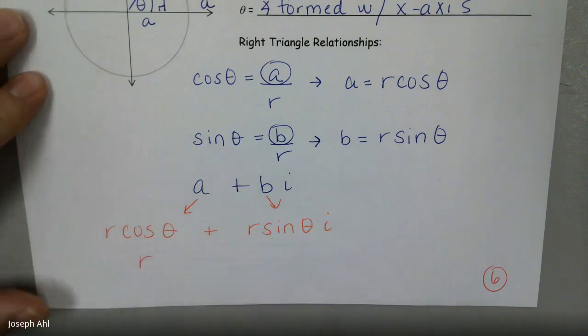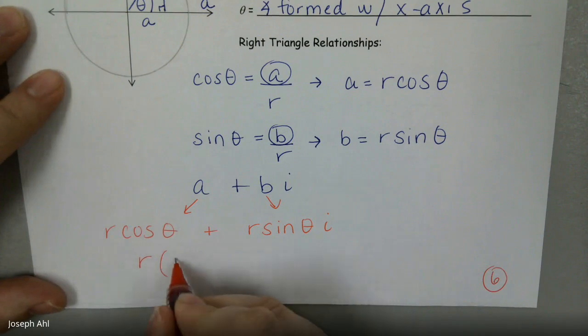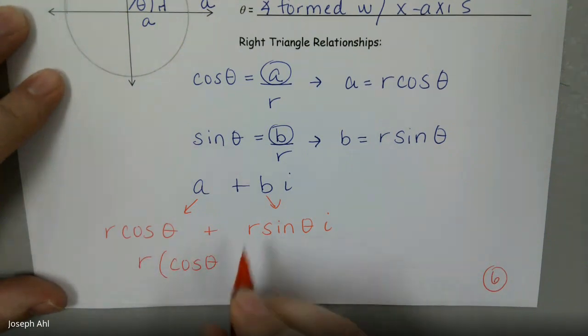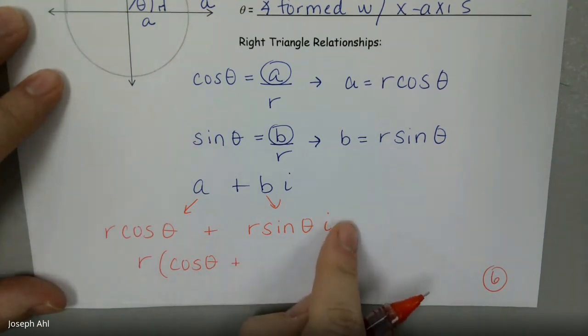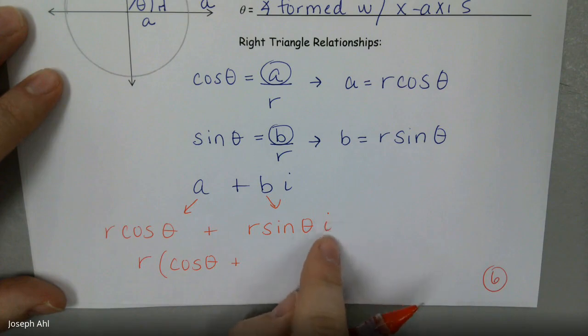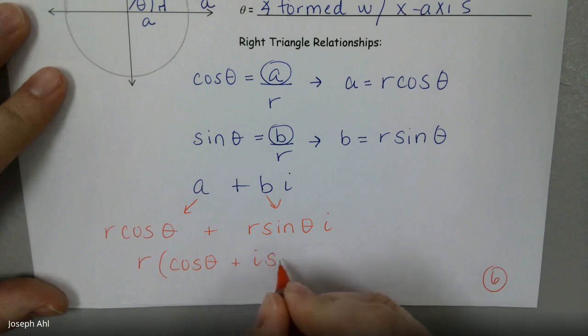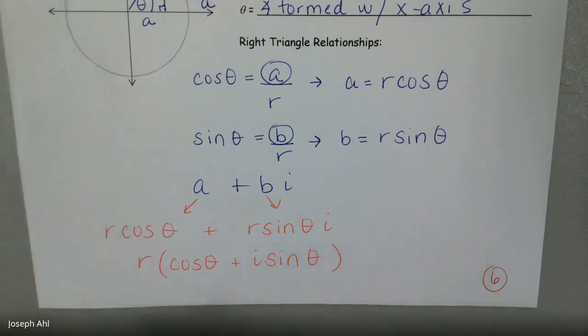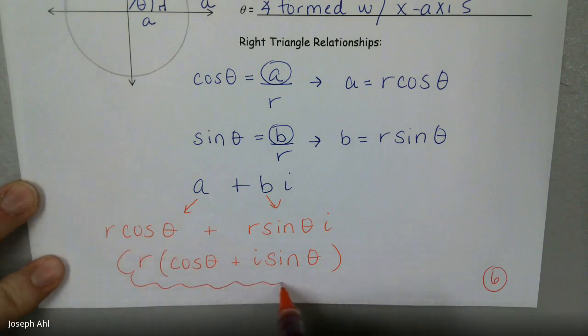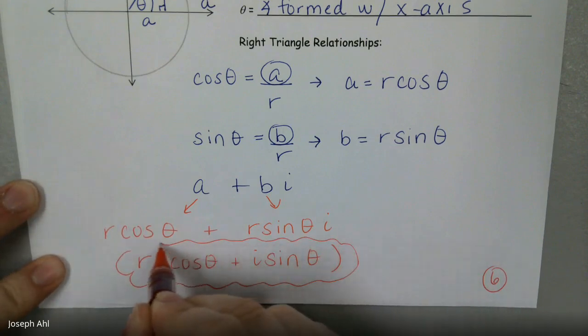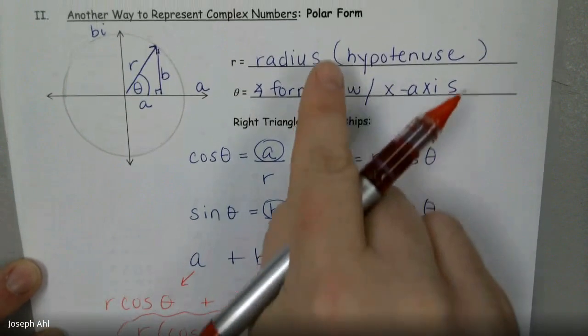So let's go ahead and do that. Take out the R. And then we get cos theta plus, typically in this new form that we're going to talk about, the i would be in front of sine theta, so we kind of don't lose it. So that's going to be i times sine theta. And this right here is known as polar form of a complex number. And that's what it says right here.